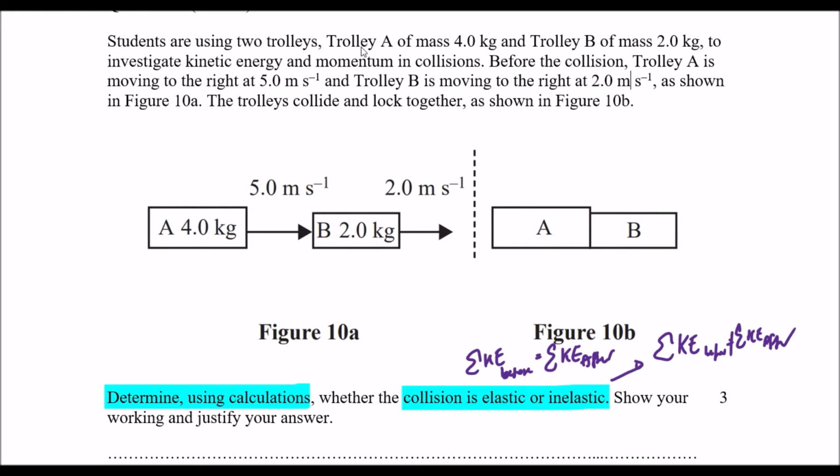So we have a student with two trolleys. Trolley A has a mass of 4 kilograms. Trolley B has a mass of 2 kilograms. And they were investigating their kinetic energy and momentum. Before the collision, Trolley A is moving to the right at 5 meters per second. Trolley B is moving right at 2 meters per second. So they're both moving in the same direction before they lock onto each other. Let's say that going right is the positive direction. Let's actually have a look at what happens here.